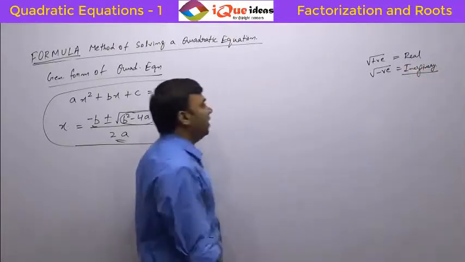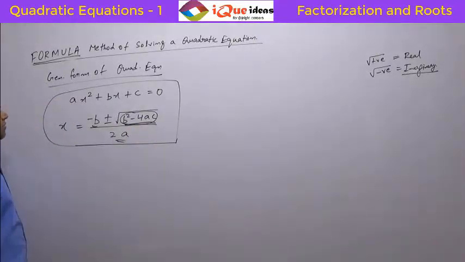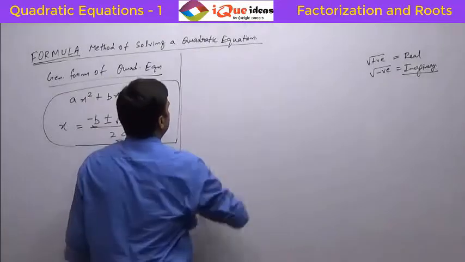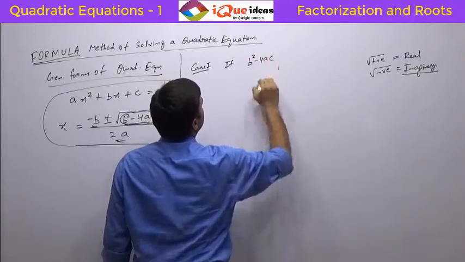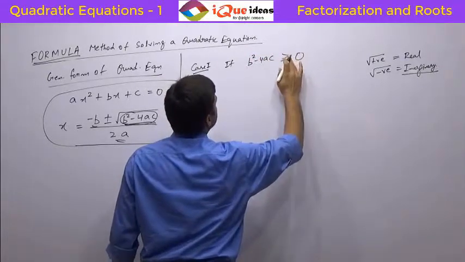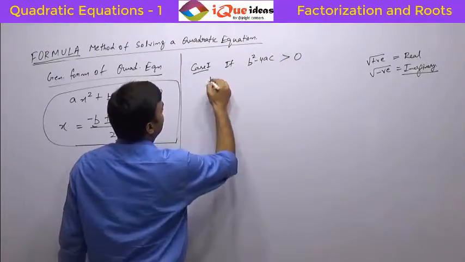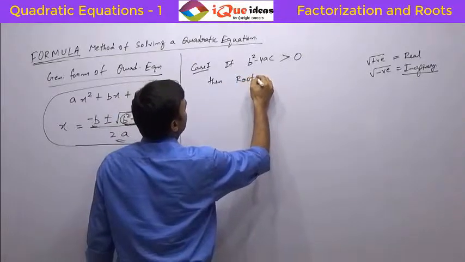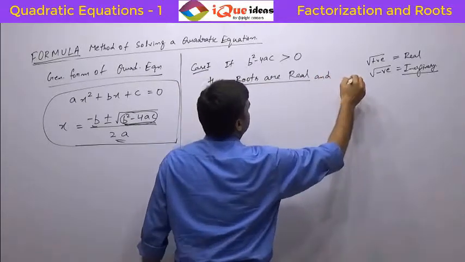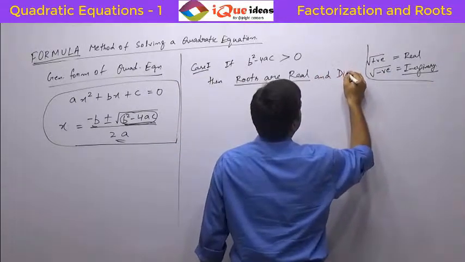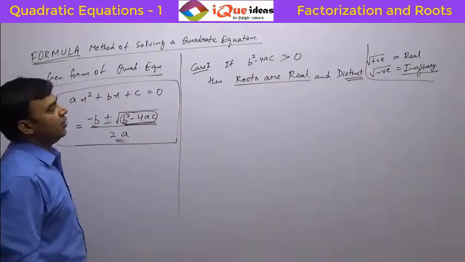So we need to put some conditions here on the basis of this b square minus 4ac, right? Let's do that one by one. Okay, the first condition, let's say case 1, we say that if b square minus 4ac is greater than 0, what will happen? Then roots are real, right? Real and distinct. This is very important information. So if b square minus 4ac is greater than 0, then roots are real and distinct.